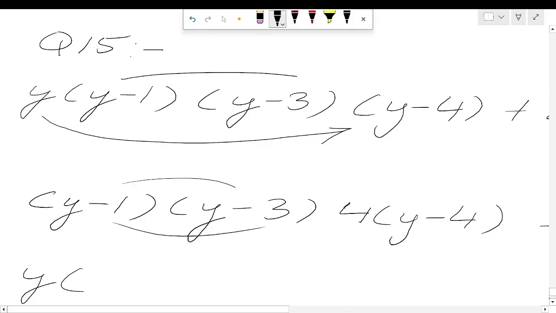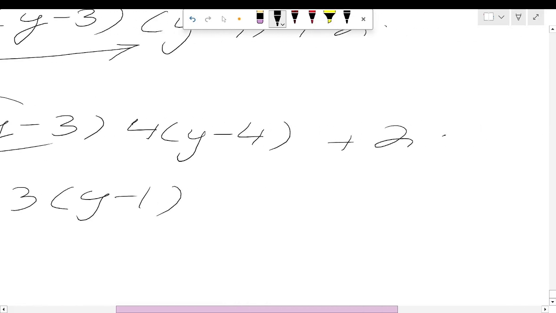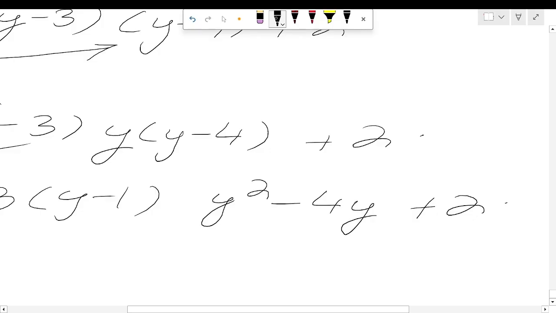That results in y bracket y minus 1 minus 3 bracket y minus 1. So here I have multiplied these two terms. Then we will multiply both of these two. That will result, okay, I think I made a mistake. This is not 4 bracket y minus 4. It is y bracket y minus 4. So I'll just fix that real quick, and then I'll have y square minus 4y plus 2.